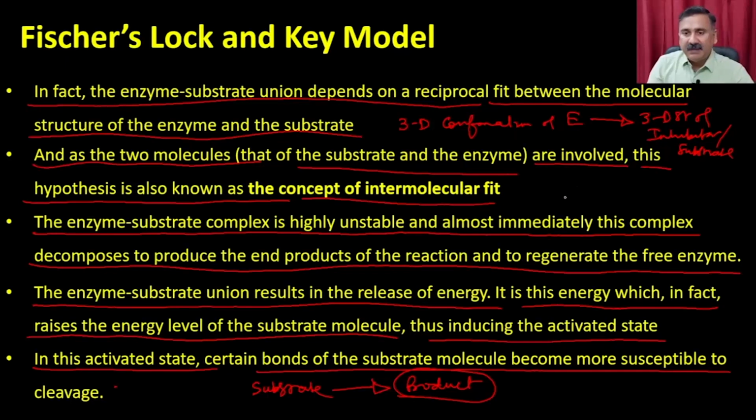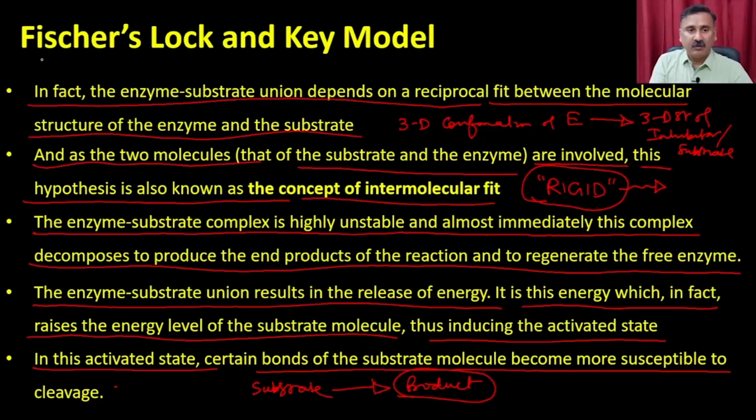What is the basic problem in this particular lock and key model is that it expects that the active site or the binding site is going to be very rigid, which means it does not have any kind of flexibility. And you know that rigidity is not actually there, because there are so many conformational changes, so much movement of the side chains of the residues present in the active site, and that's how it is catalyzing different types of reactions.